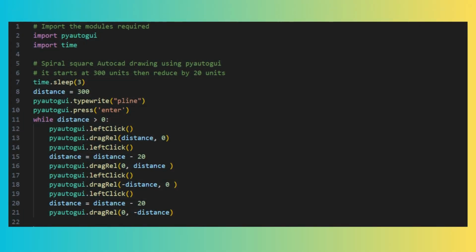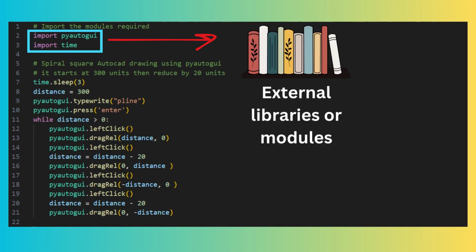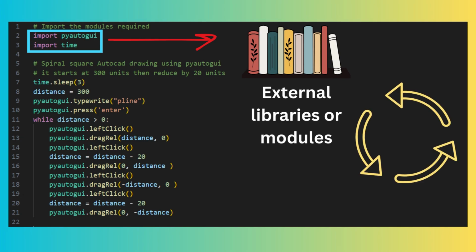Let's review the code I used at the start of this video. The import statement in Python is used to include external libraries or modules into your code. A module in Python is simply a file containing Python definitions, functions, and statements. Putting code into modules is useful because it allows you to organize and reuse code.